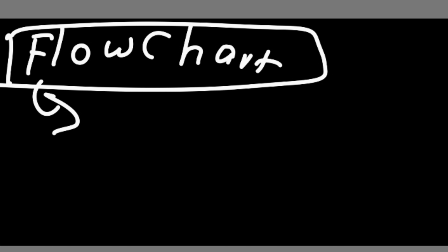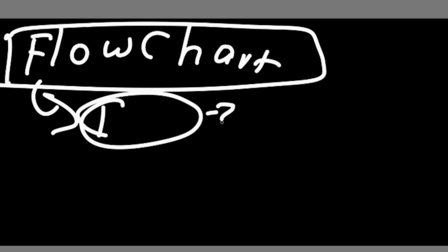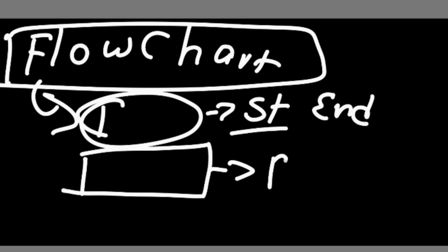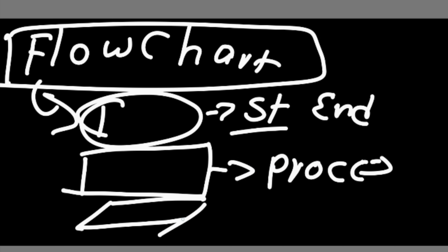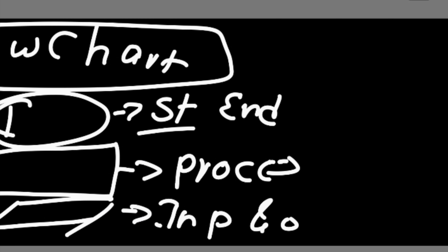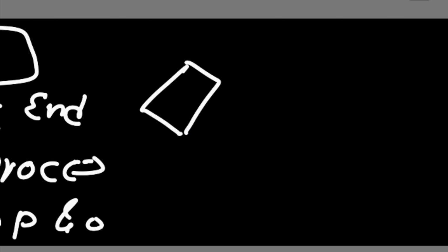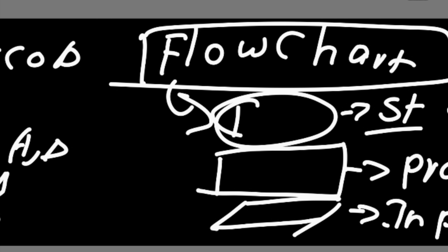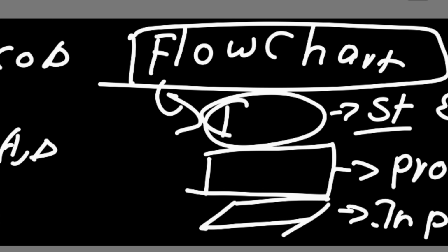In a flowchart, an oval shape is used to indicate a start and an end. A rectangle is used to show that something is being processed. A parallelogram helps to show input and output. A diamond shape is used to show a decision. I will tell you how a flowchart is really done very simply.